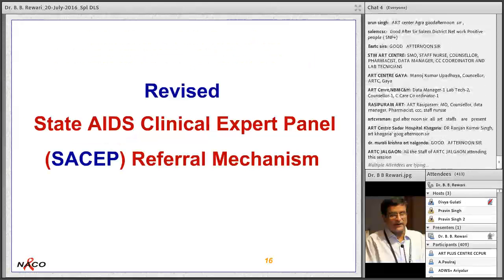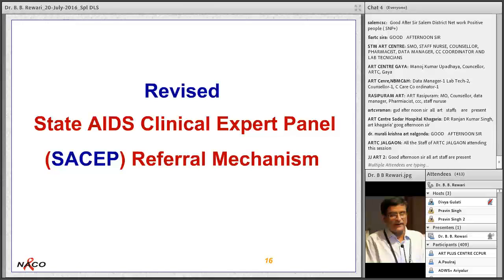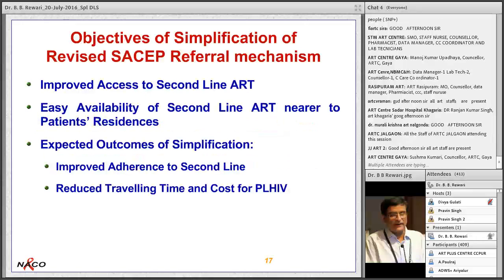There have been a lot of questions coming to us about the delay in the SACEP mechanism. The network of positive people and others have been giving feedback that SACEP referrals are delayed. Referral to SACEP should not be delayed, because if you delay the referral, it compromises their second line ART and they may fail earlier. Why did we simplify this mechanism?